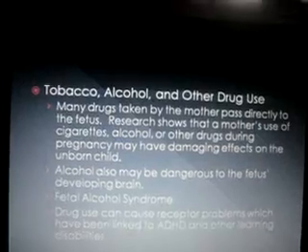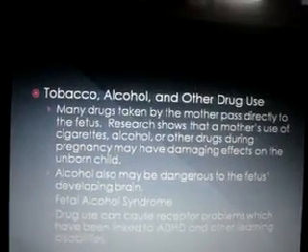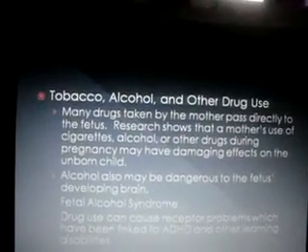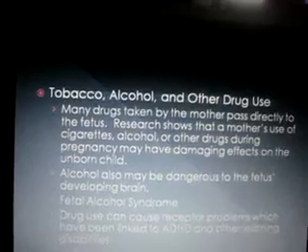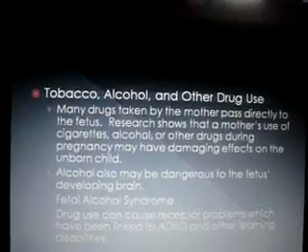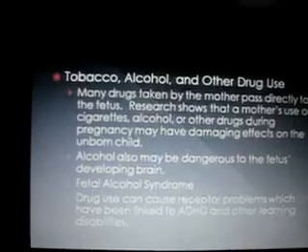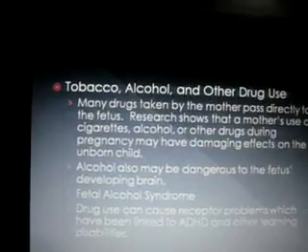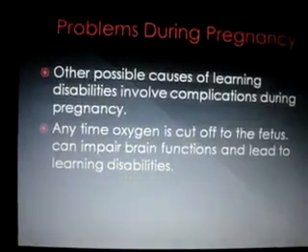Research shows that a mother's use of cigarettes, alcohol, and other drugs during pregnancy may have damaging effects on the unborn child. Alcohol may have damaging effects on the brain of the fetus. It could cause fetal alcohol syndrome. Drug use can cause receptor problems, which have been linked to ADHD and other learning disabilities.